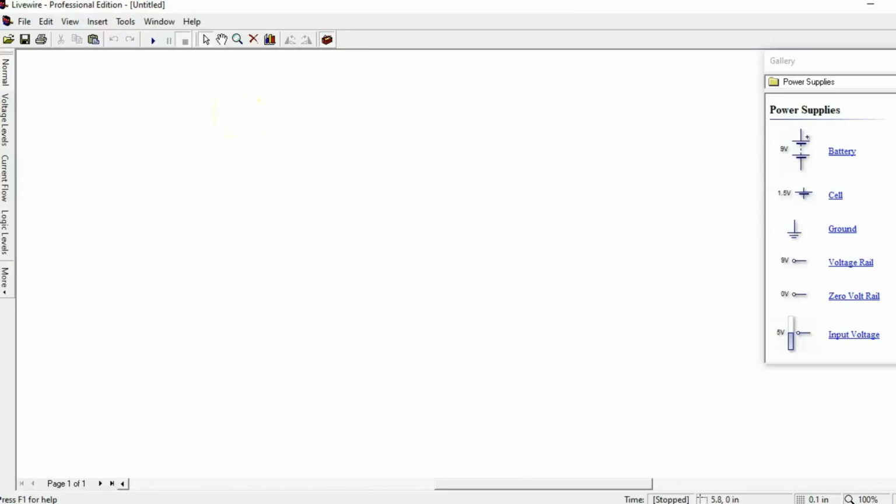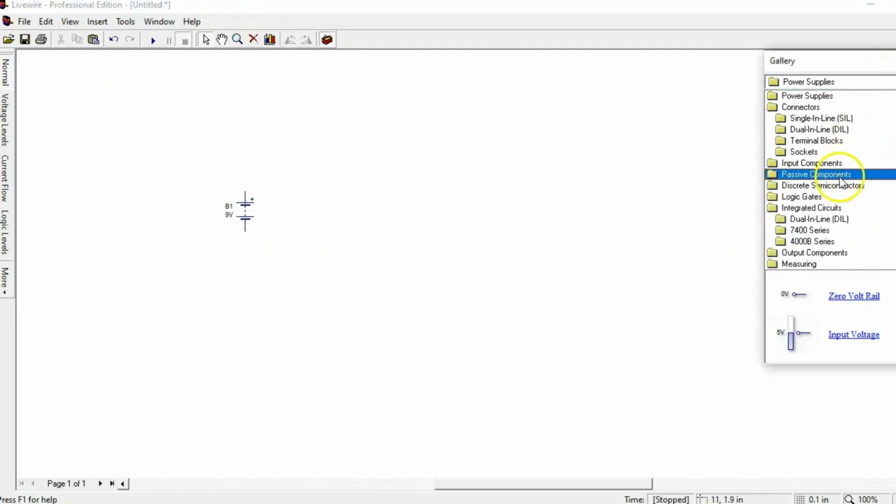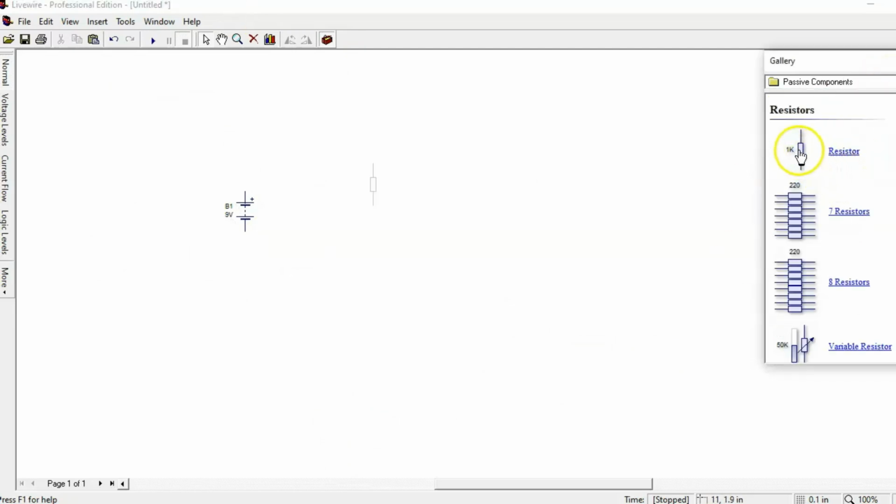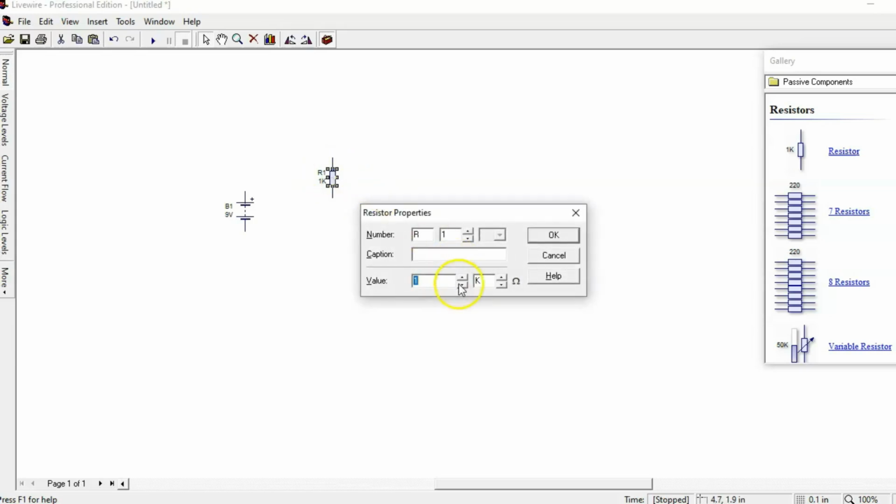On our circuit, we are going to take a voltage source. Let's take this voltage source to be 9 volts. This is LiveWire. Now we're going to take a passive component, a resistor. Let's take the resistor to be 2 kilo ohms. We're going to change this one now to 2 kilo ohms.